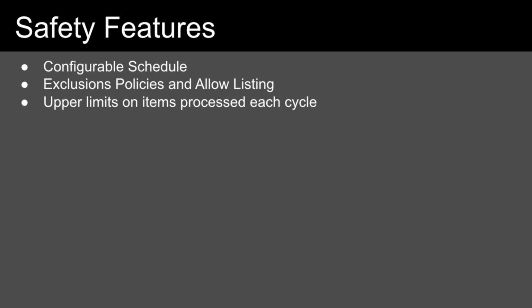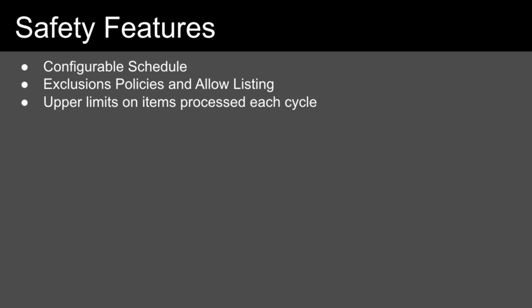Exclusion policies, we'll talk about them, and allow listing, they're very powerful. Another way of limiting the blast radius is setting an upper limit on how many instances or how many resources that you get to process per cycle. This will help reduce, again, like I said, the blast radius.